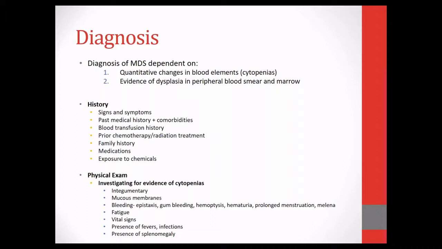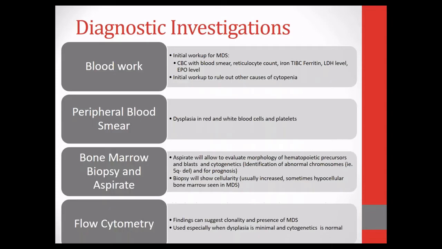You must also do a physical exam to investigate for signs and symptoms of cytopenias, including looking at a whole head-to-toe assessment, looking at our skin for signs of petechiae or bruising, which are evidence of bleeding, looking at our mucous membranes, assessing for signs of bleeding such as nosebleeds, gum bleeding, hemoptysis, hematuria, or melena stool, assessing for signs and symptoms of anemia such as fatigue, assessing vital signs, assessing for the presence of fevers and infections as a result of neutropenias, as well as the presence of splenomegaly.